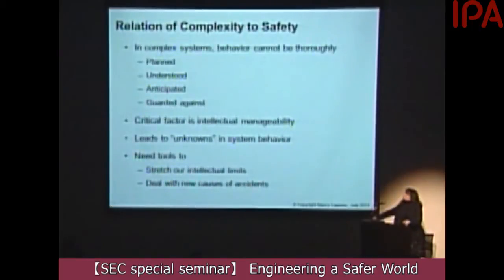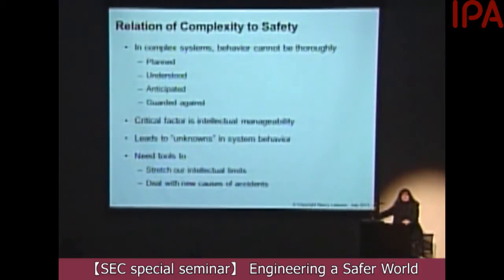So the relationship of complexity to safety is very important today. In complex systems, in the systems we are building in nearly every industry today, the behavior of the system cannot be thoroughly planned, understood, anticipated, and guarded against. We are building systems that are intellectually unmanageable. That means intellectually we are not able to understand all of the states and anticipate all the states that the system can get into.